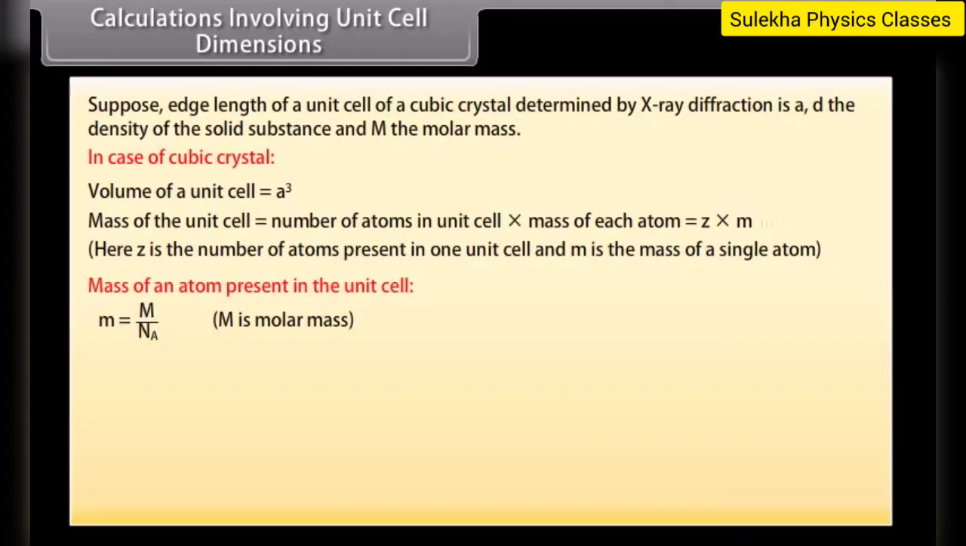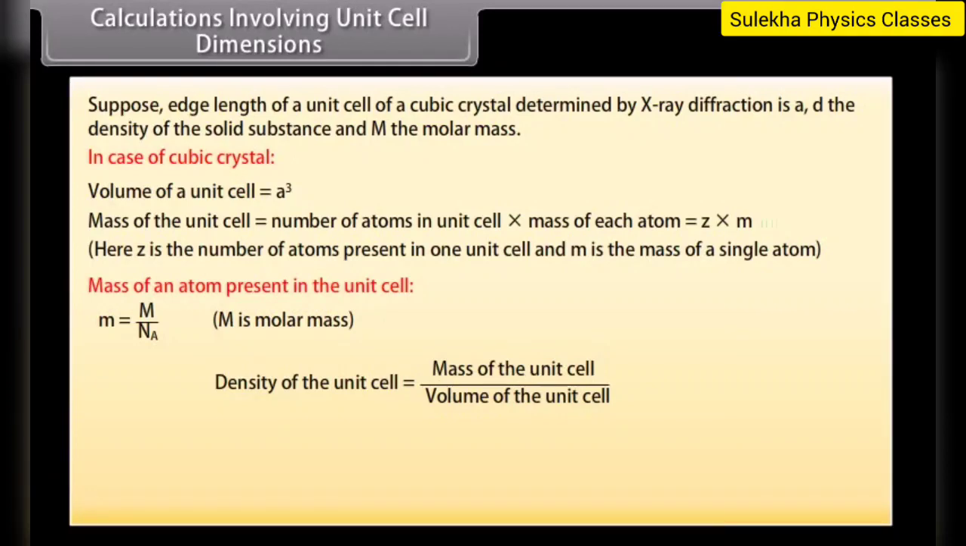M is the molar mass. Density of the unit cell is equal to the mass of the unit cell upon the volume of the unit cell. Therefore, it is equal to Z times M upon a cubed Nā, or d is equal to Z times M upon a cubed Nā.